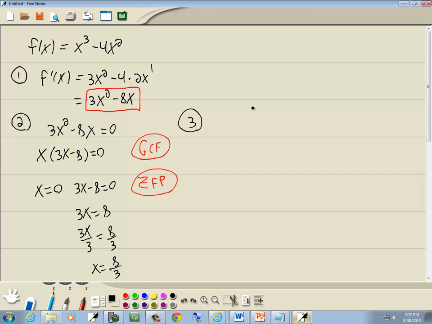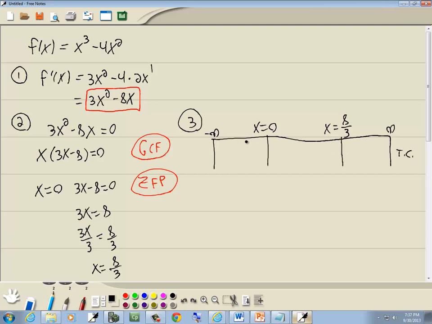Our smallest critical value is 0. So we're going to have an x is equal to 0. Our largest one is 8/3. So we have that. Over here it will be positive infinity, and over here on the far left will be negative infinity.